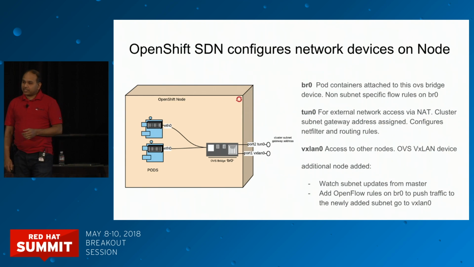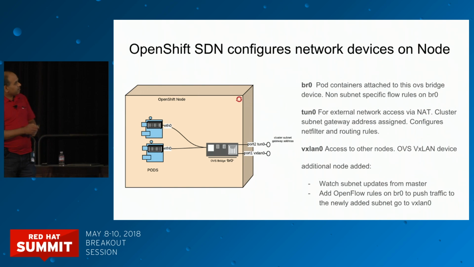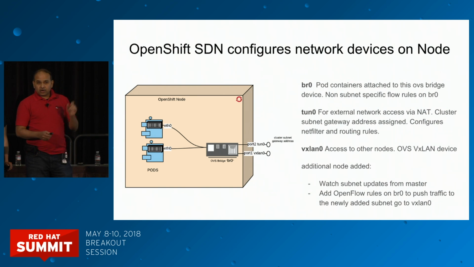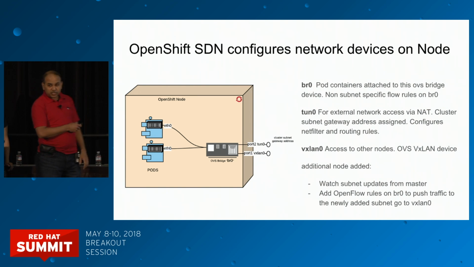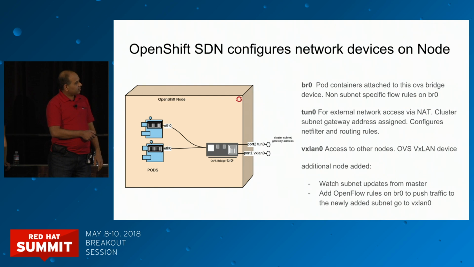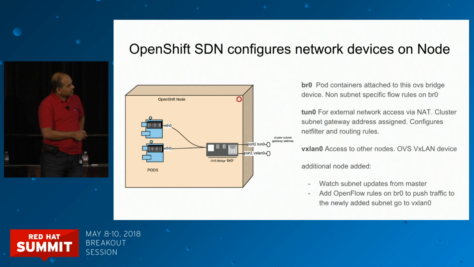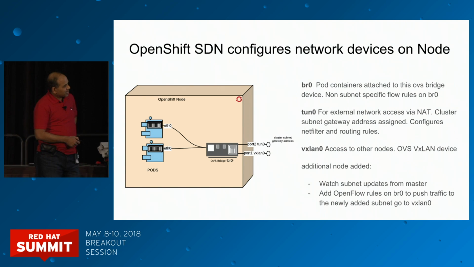Now what happens on the node itself? When you add a new node, OpenShift's SDN sets up a bridge network. So this bridge network has 3 different parts to it. The BR0 of this bridge network, the OVS bridge, gets configured to talk to any pod on their ETH0 interface. On the other hand, there are 2 other ports that get opened. One is a VXLAN 0 network.